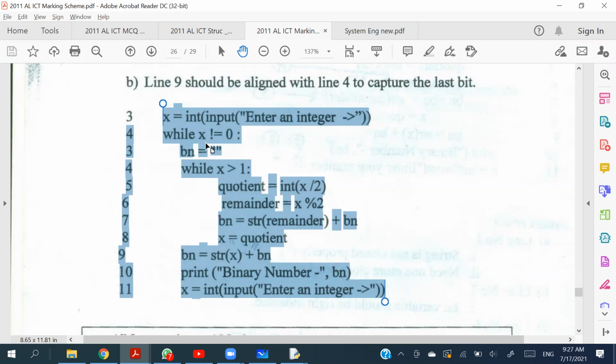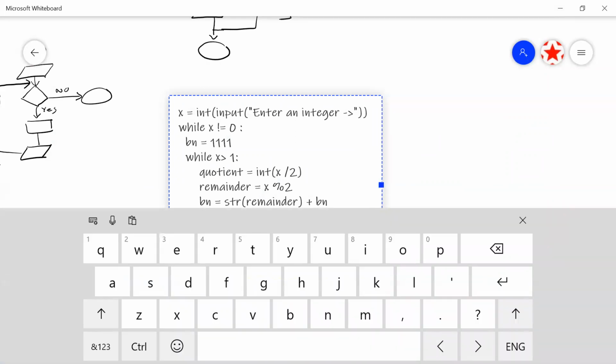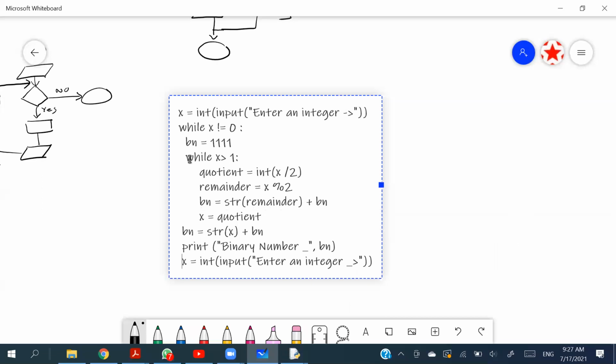Yeah. Yes. Right. Okay. This should be inside this while. Right now, hold on a second.